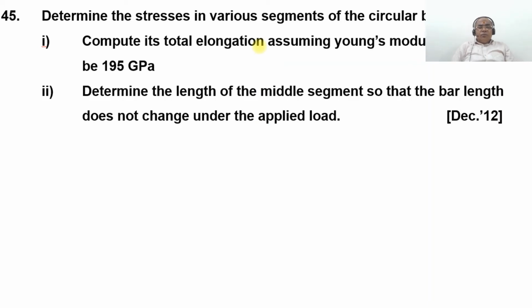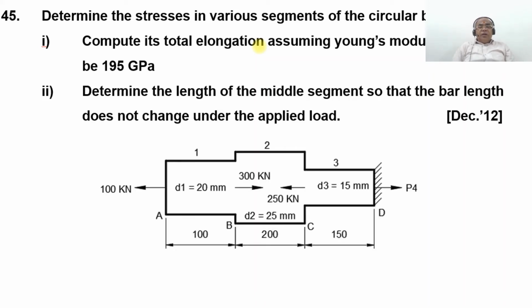Now we are going to take up one more problem. Determine the stresses in various segments of the circular bar shown in the figure. Number 1, compute the total elongation assuming Young's modulus of steel to be 195 GPa. Problem number 2, determine the length of the middle segment so that the bar length does not change under the applied load.